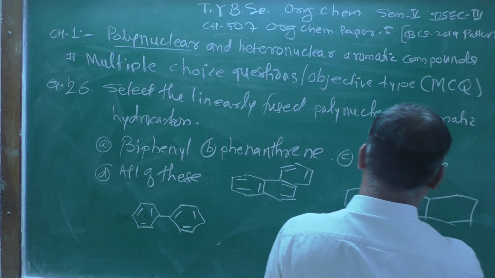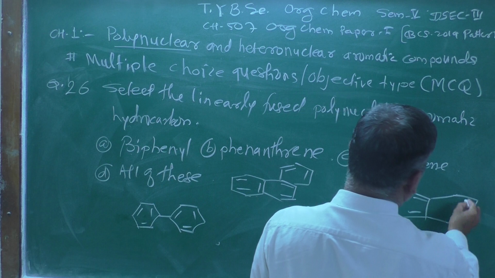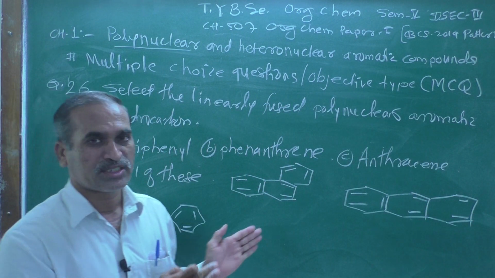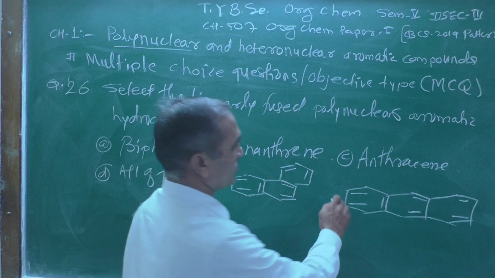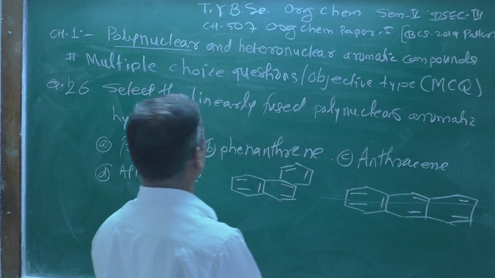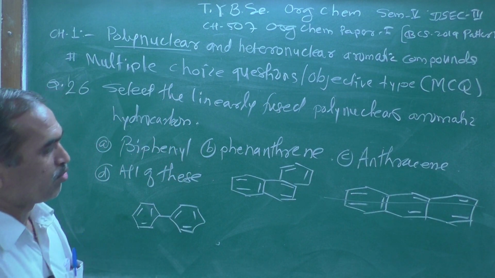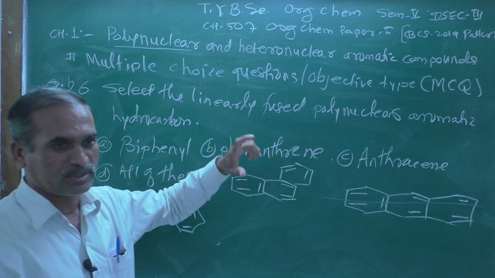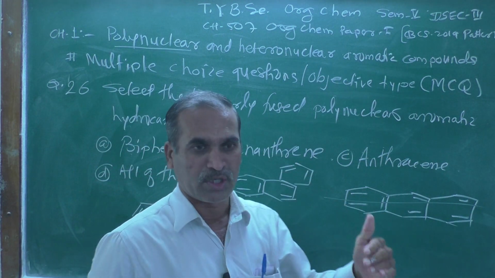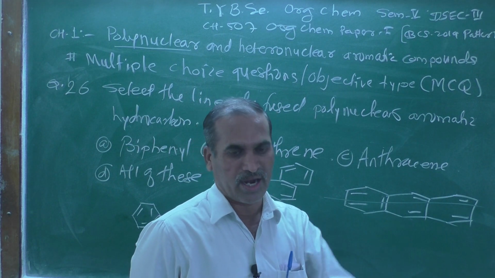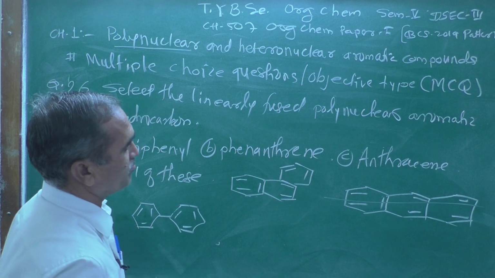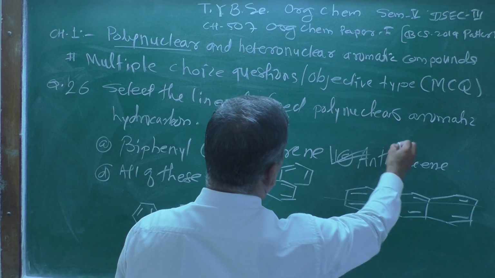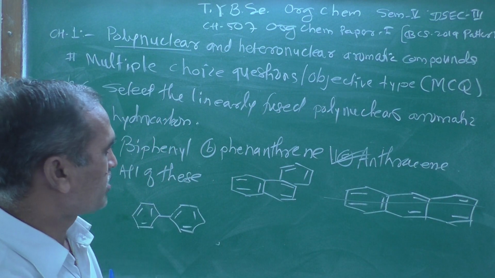Everybody knows that this is the structure of anthracene. See, all the benzene rings are linearly fused. You can see this one is a linearly fused polynuclear aromatic hydrocarbon, poly means many. As we know, the organic compounds which are made by carbon and hydrogen atoms only are known as hydrocarbons, and therefore C would be the correct answer.